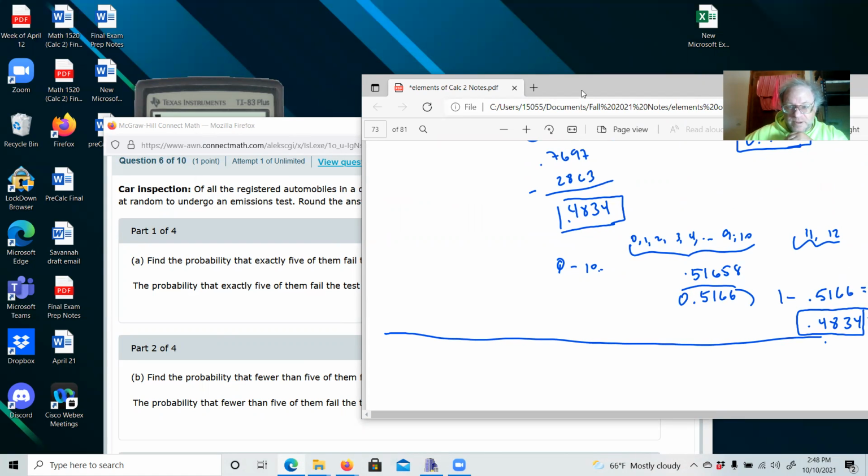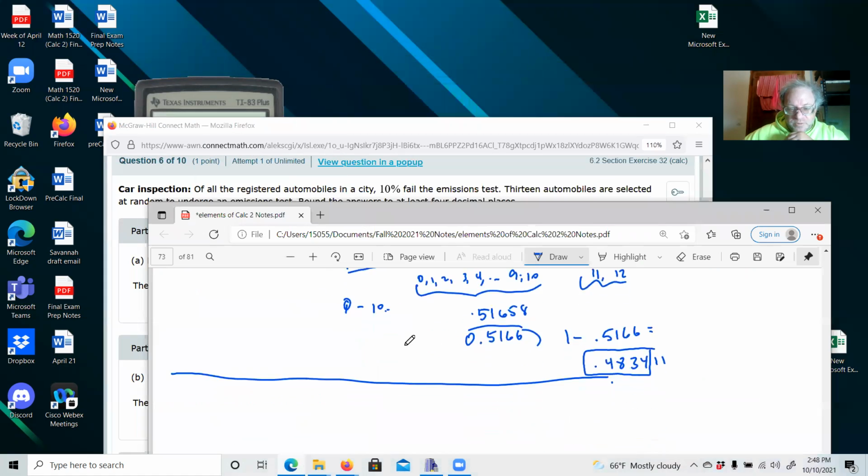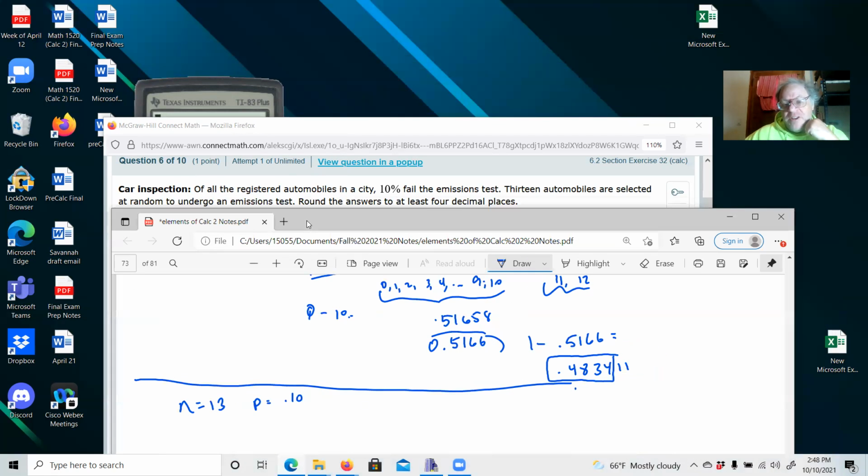All right. So what we're going to do is we're going to say we have our total is 13. Okay, our probability of success is really not a success, right? They say 10% fail, but we're interested in the failures. So that's our probability of success, the 10% who fail. All right. We're going to assume that you can have 2 outcomes, they pass or they fail. All right, so that's 2 outcomes.